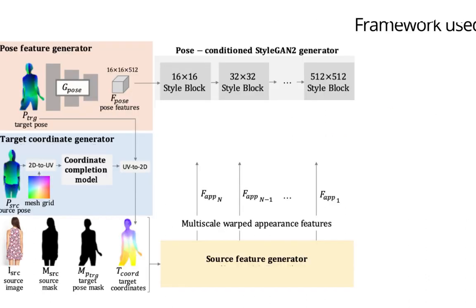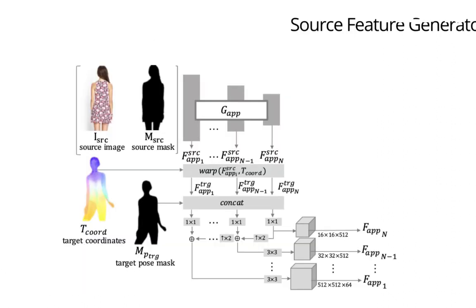Thirdly, to encode appearance information from the source, we used an FPN network to encode the source image to multi-scale features according to the target pose. In the source feature generator, we used the pre-trained coordinate completion model to obtain target image space coordinates, T-cord. This helped to warp the source pose features to the target pose. We then combined them and passed them to an FPN network to get multi-scale warped appearance features.